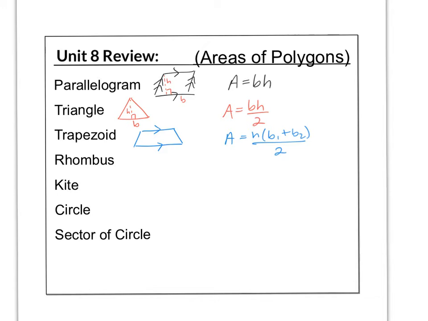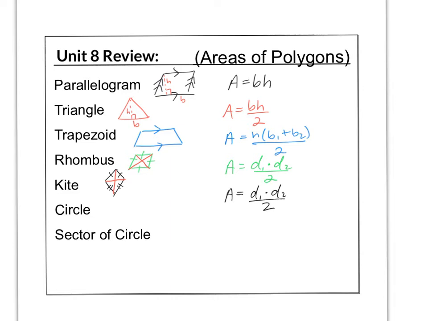Next we have rhombus. And a rhombus is like a square that's tilting over. All four sides are congruent, but the angles are not 90 degrees. To find the area, you're going to take one diagonal times the other diagonal and divide by 2. So the formula goes area equals diagonal 1 times diagonal 2 divided by 2. A kite, it looks like an actual kite that you might fly. It has two pairs of consecutive congruent sides. And again, to find the area, it's the same as the rhombus. You find one diagonal times the other diagonal and divide by 2. So area of a kite is diagonal 1 times diagonal 2 divided by 2.